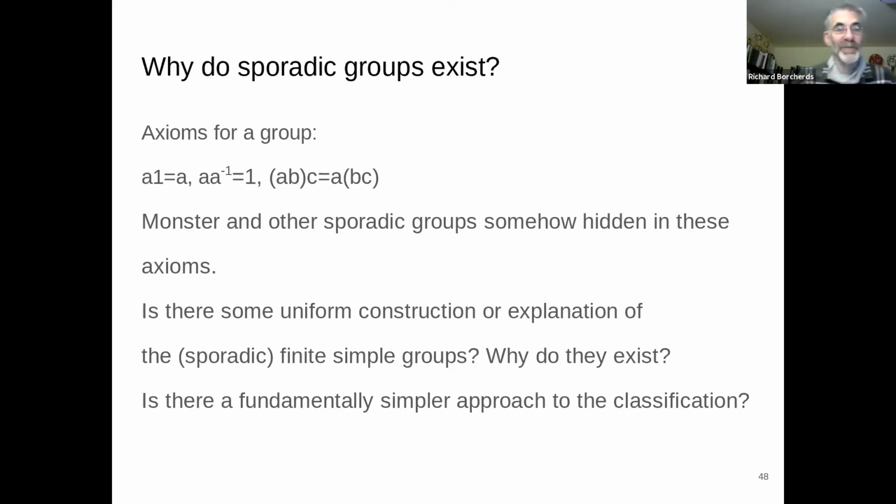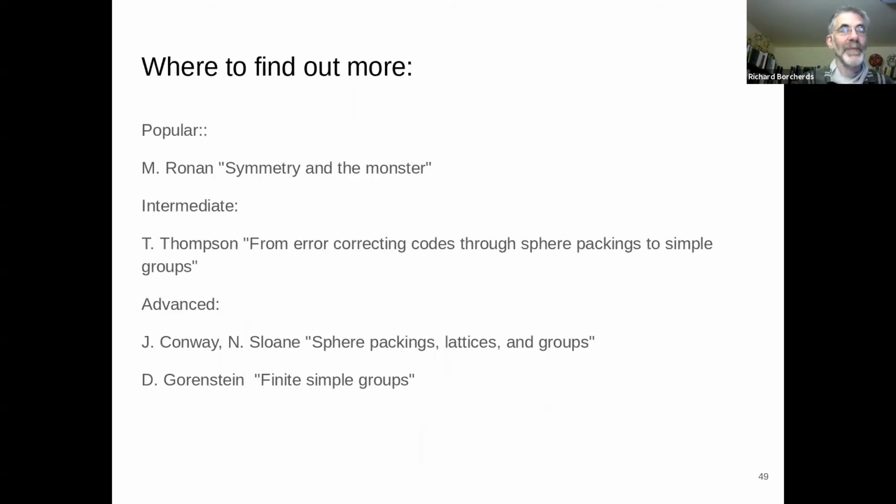So I think I'll just finish there, leaving a few suggestions for further reading. If you want a popular book on the monster and sporadic groups, there's one by Ronan. If you're feeling really ambitious and want to find out what's really going on, then two good sources are the book by Conway and Sloane on sphere packings, lattices and groups, which describes the Leech lattice in detail. And if you want a survey of the finite simple groups, there's a very nice book by Daniel Gorenstein on finite simple groups.